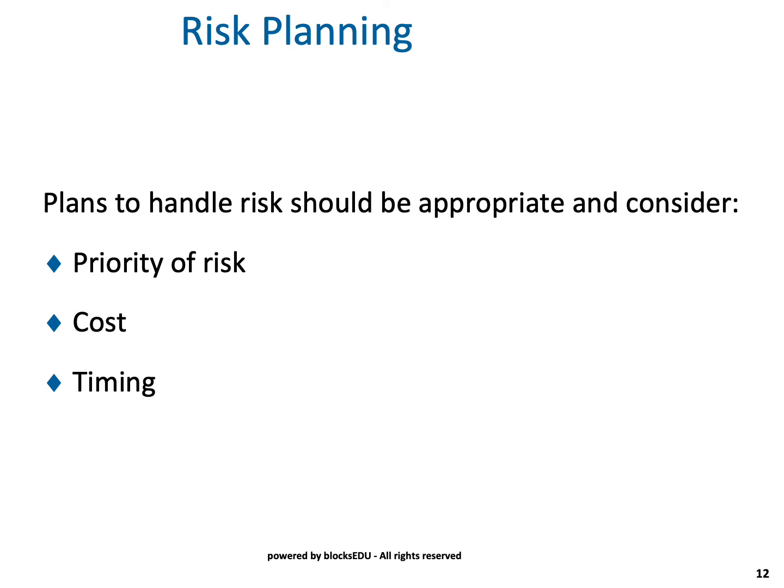You've now analyzed your risks. Now what you need to do is, for those high impact and high probability risks, you need to do some planning. So the plans to handle risk should be appropriate and consider the priority of the risk and the cost of the risk and the timing of the risk. When you create a plan, the plan can't incur more cost or take longer than if you just allowed the risk to actually occur.